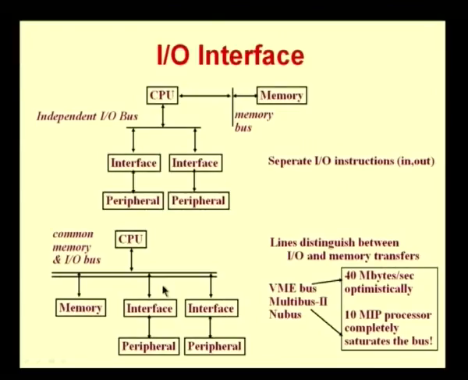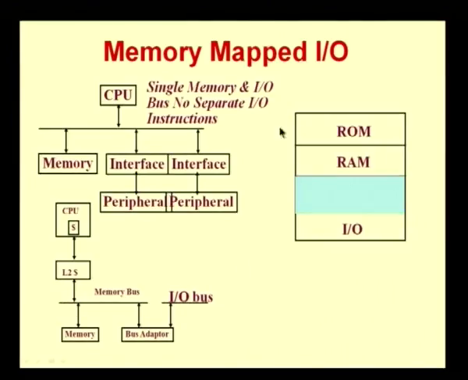So, both will share the same address bus. These are two different configurations which can be used to support memory mapped IO and IO mapped IO. If you have memory mapped IO, we said there is a single memory and IO bus, with no separate IO instructions.